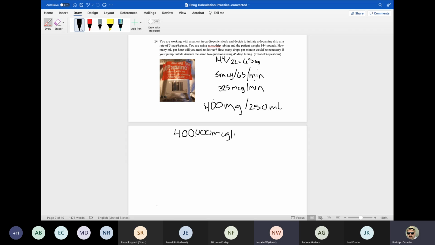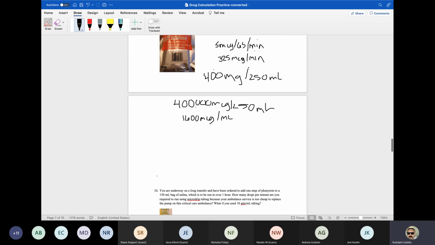In 250 mLs. Okay, if I want to find my concentration, I have to do some division. I have to do 400,000 divided by 250. What does that give me? 1,600. Okay. And it actually says it right there on the bag. 1,600 micrograms per ml.